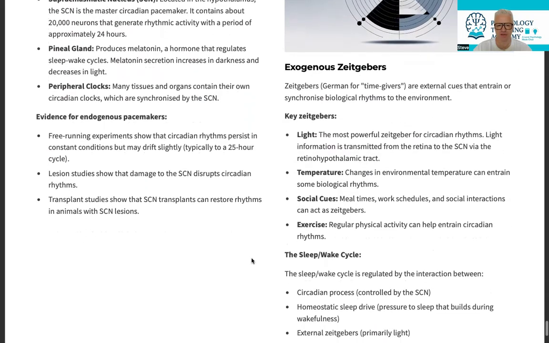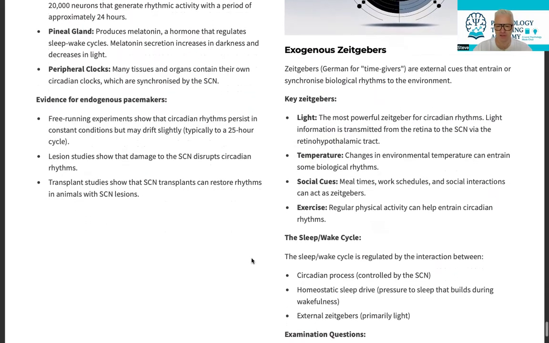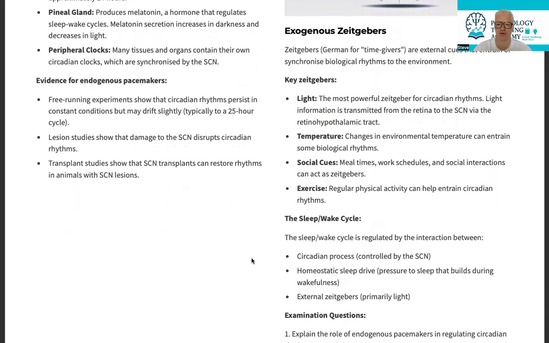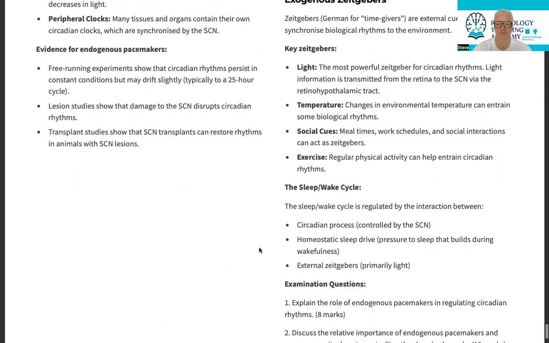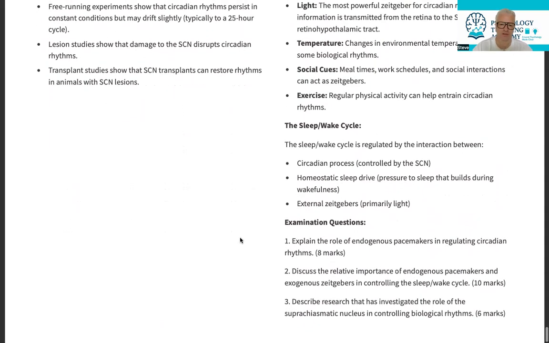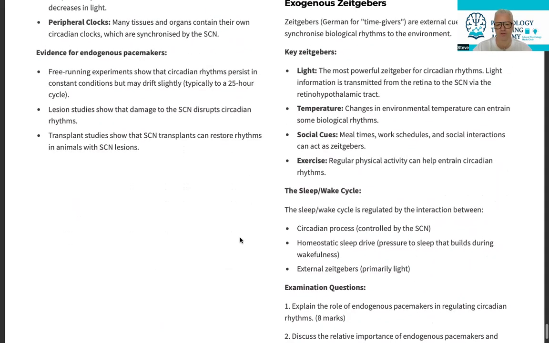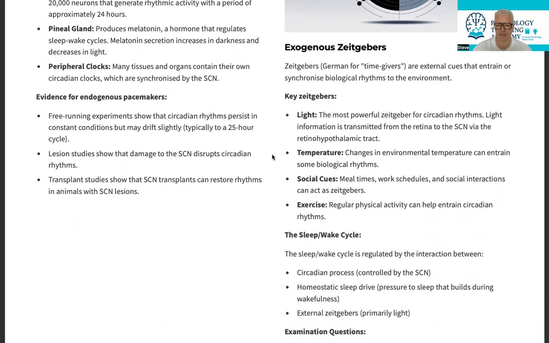Exogenous zeitgebers are anything that is like a cue. So clocks, meal times, temperature, social cues, they're all exogenous zeitgebers. So you know when it's time to go to bed, like when, say, the 10 o'clock news is on, or it starts getting dark outside, or a few hours after you've had your meal. They all kind of trigger you to know it's bedtime.